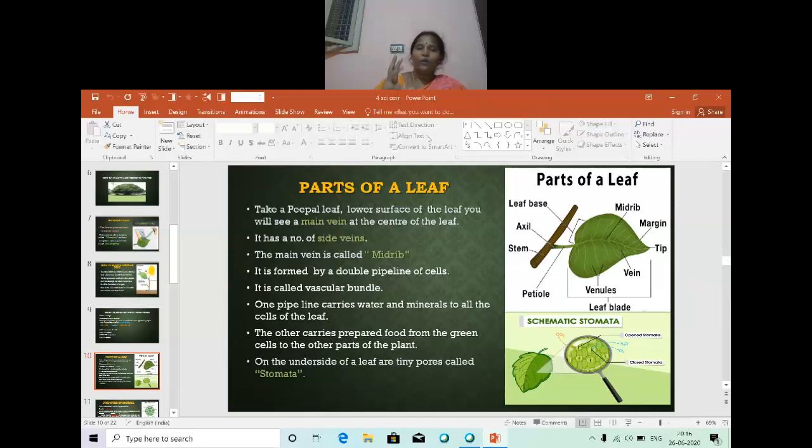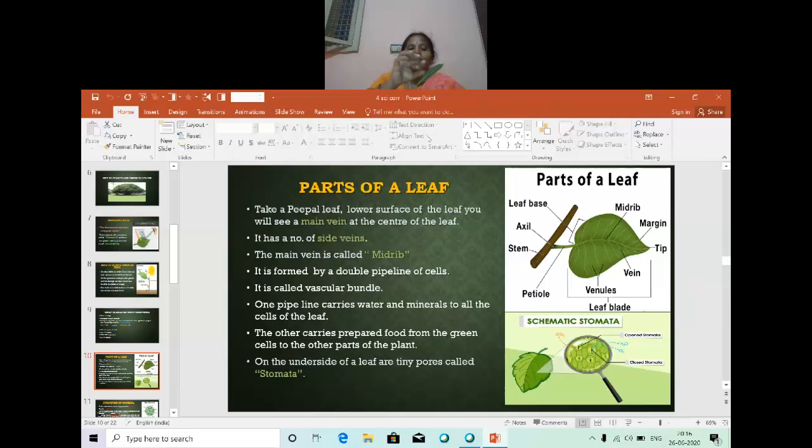As already told, the plant has roots. The root absorbs water and minerals from the soil. The water and minerals are transferred into the stem, and the stem sends them into the leaf. The leaf has chlorophyll. The chlorophyll takes carbon dioxide from the atmosphere and water from the stem, and prepares food using sunlight. This is the process of photosynthesis.